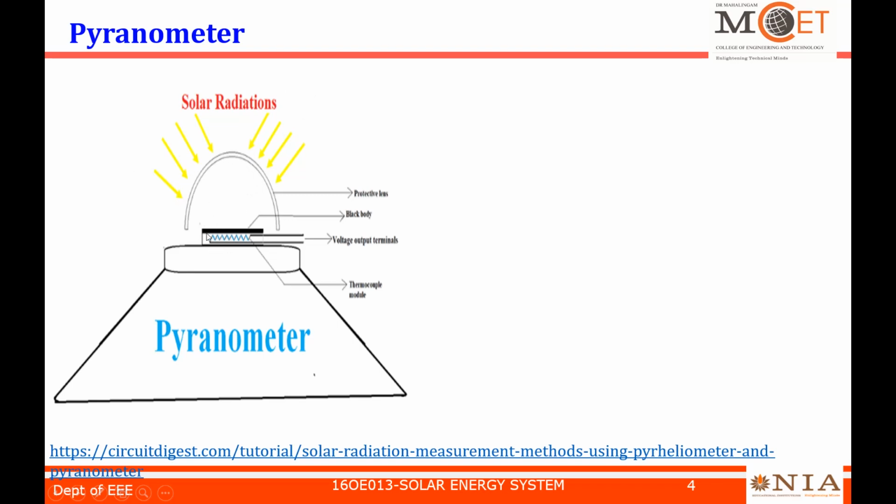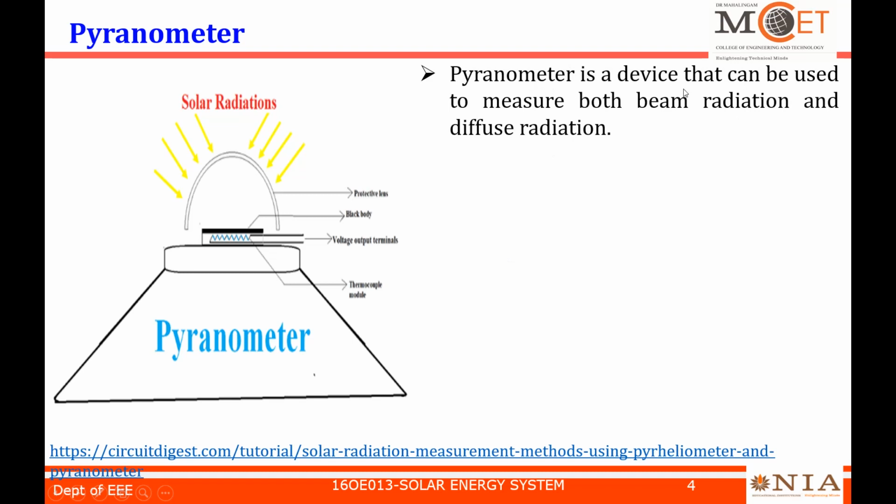Below that, we have a black body in the center of the instrument. Below the black body, we have a thermocouple, which senses the heat. This heat is converted into electrical energy or an electrical signal. So the pyranometer is a device used to measure both beam radiation and diffuse radiation.